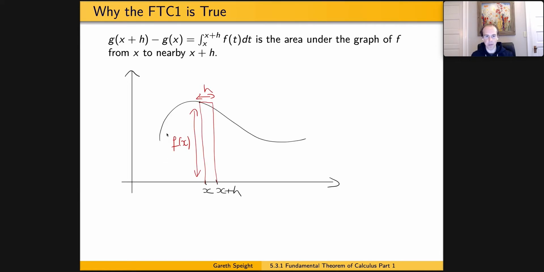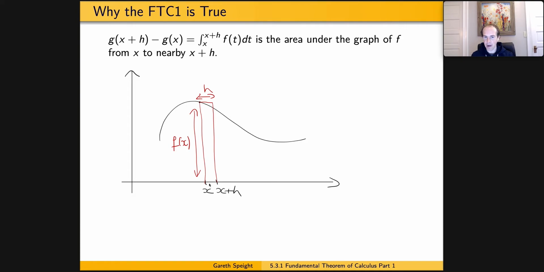Or here, suppose for the sake of keeping things simple, I choose a positive function, then I can just think about areas. Okay, so we have the signed area from x to x plus h. Here is a graph of our function. And this area under the graph from x to x plus h is well approximated by a rectangle that has height f of x and has width h.